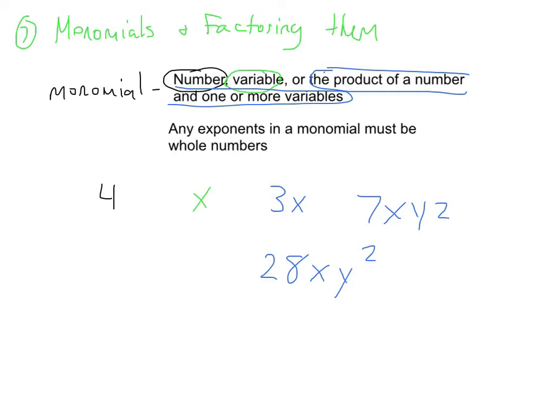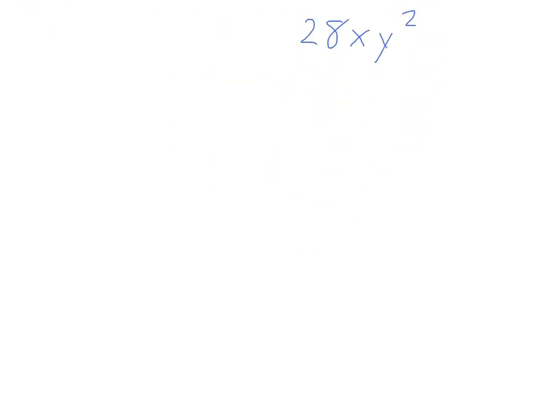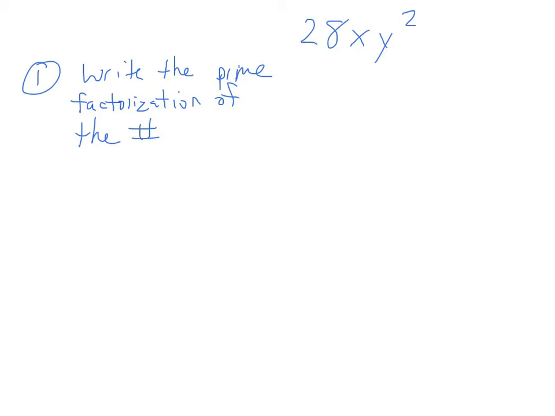Now, how do you factor a monomial, though? Well, let's talk about that. Factoring monomials. So let's take this last one, 28xy squared. If I was going to factor that, what would I do? Well, when factoring monomials, first, okay, what you need to do is you need to write the prime factorization of the number part first, okay? So let's take the number part of this, which is 28, okay? How do I write the prime factorization? Remember, I use a factor tree, okay? So factor tree, you start with 2 branches.